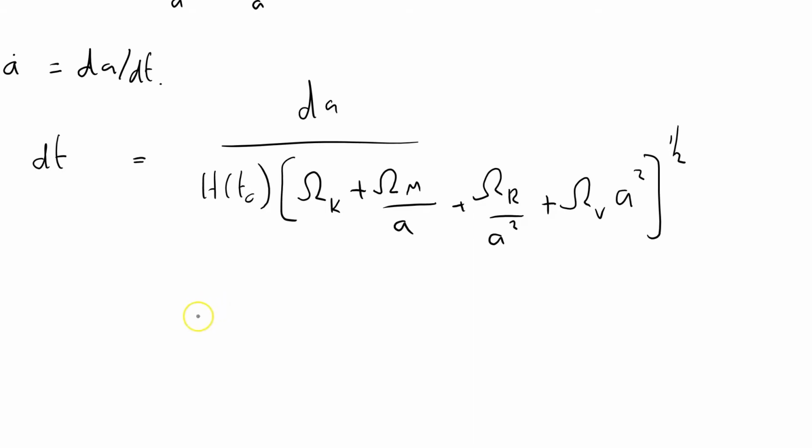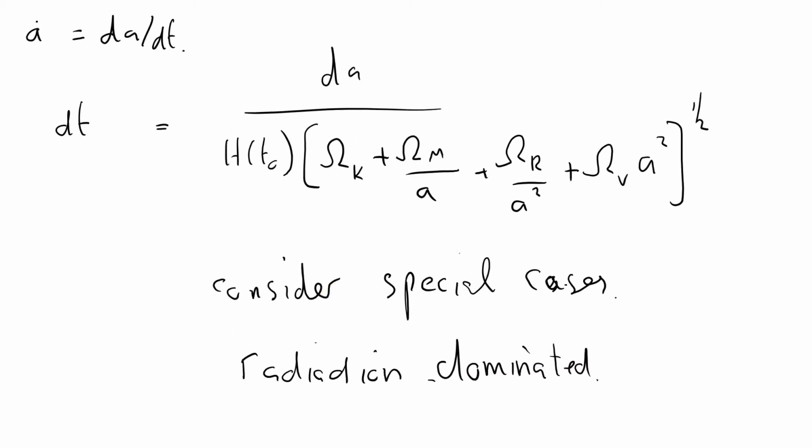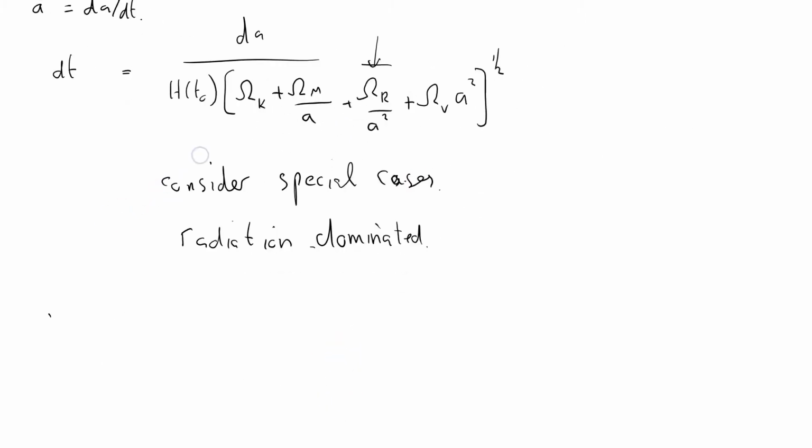So what I'm going to do is consider special cases to help our understanding. The first one I'm going to consider is the radiation-dominated universe. If you look at this expression here, you can tell that if A is very, very small, then this term here will dominate, and you can neglect all the others. So let's have a look at that.